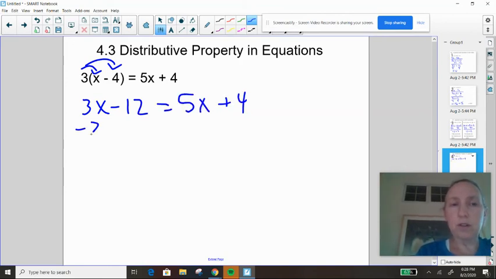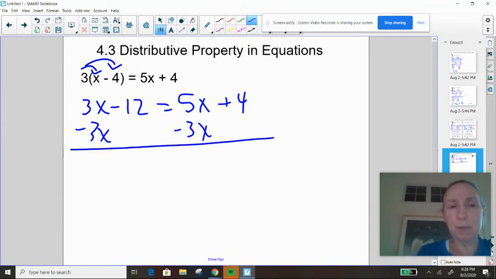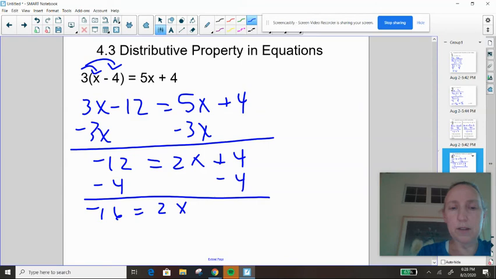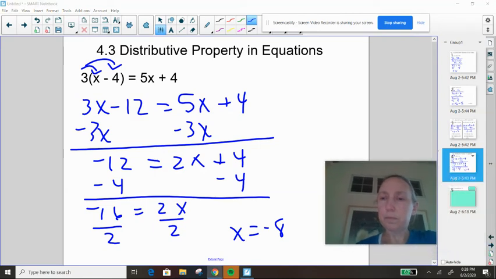This time I'm going to go to the right because I said I like to keep my x's positive. Don't forget to bring down that negative sign in front of the 12. And then I'm going to bring my numbers to the left. Because again, I like to keep my x's positive for no real reason. I divide both sides by 2, and I get x equals -8.